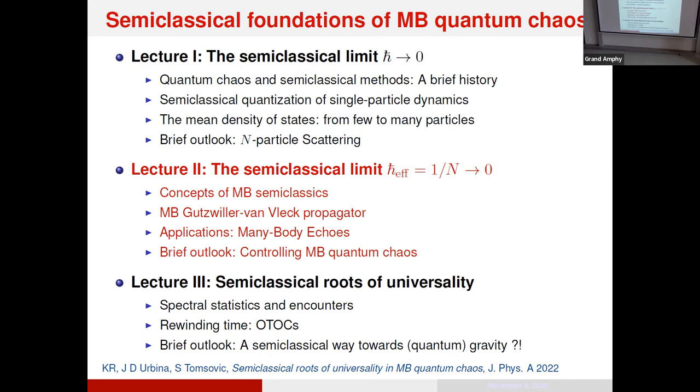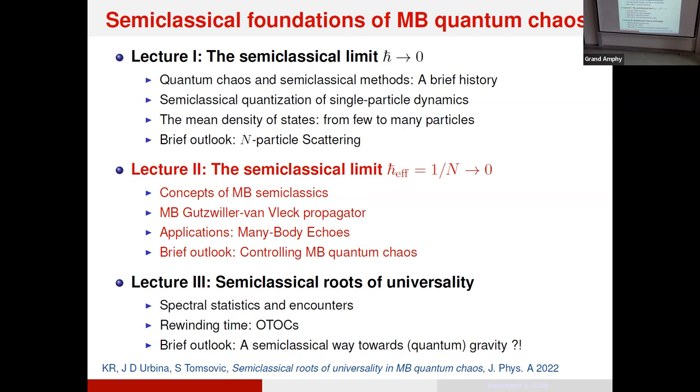Then I summarized the semi-classical quantization of single particle dynamics, both the integrable case and also the chaotic case where Gutzwiller's trace formula shows up. I did this because we need it as a platform also for today, because the idea is to lift all this to the level of second quantization. Then I discussed only briefly the mean density of states. So I went from single to a few or many particles for the so-called Weyl term, the average density of states. There was no time for the outlook on n-particle scattering. If anybody is interested in that, we can also discuss this in a smaller group during the afternoons.